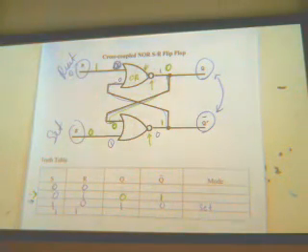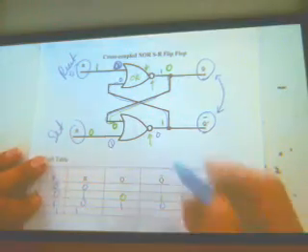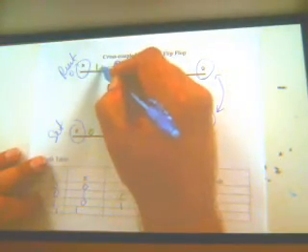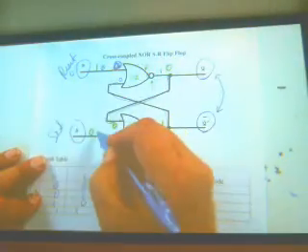Now, for a tricky one, 0 and 0. So now I have 0 coming in here, 0 coming in here, blue color.